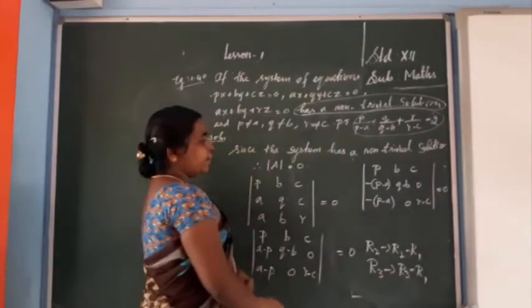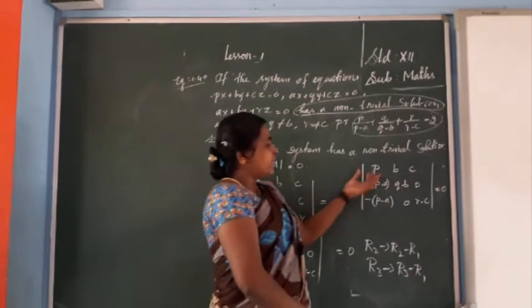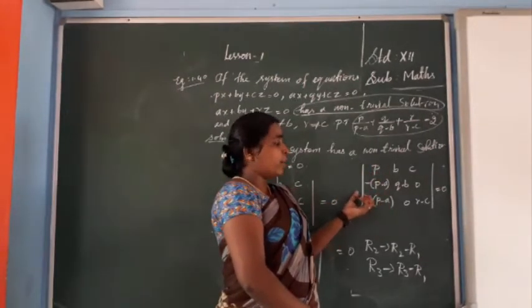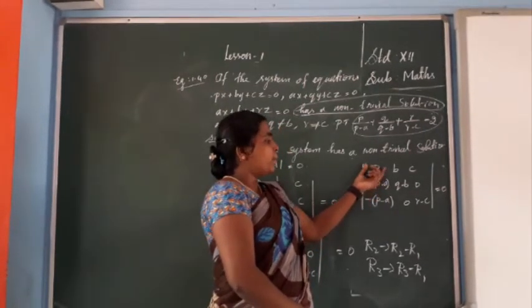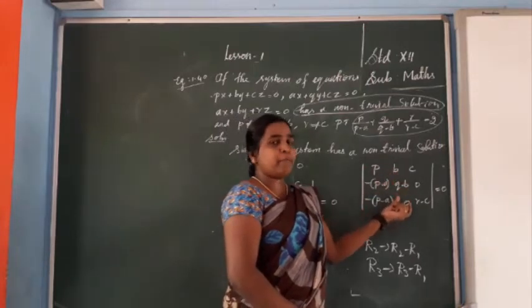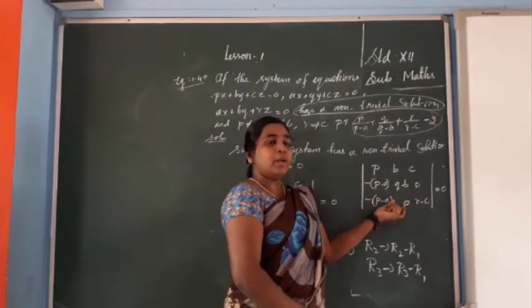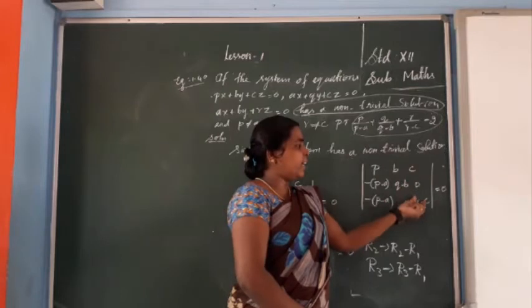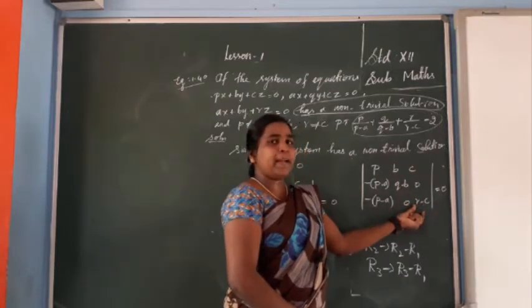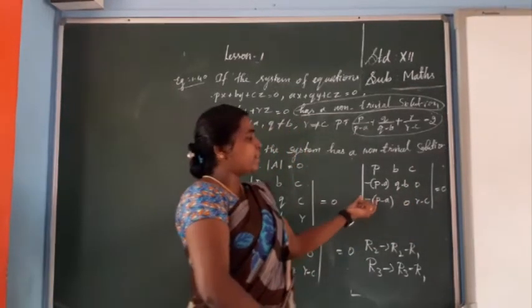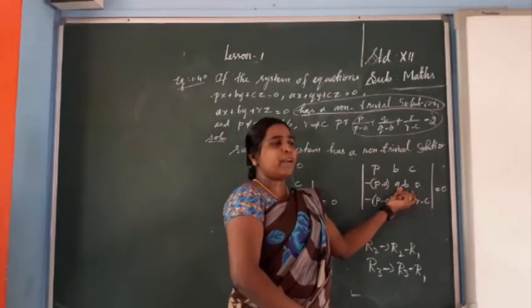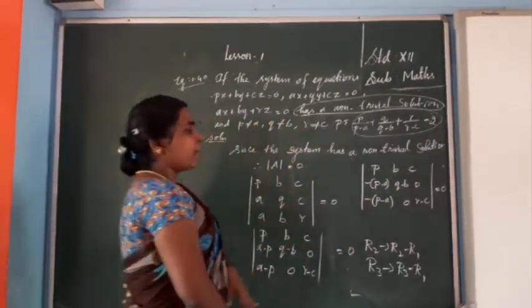Okay, next step, so I am going to multiply c1 by p minus a. Okay, multiply and divide. Okay, so p minus a, c2 I am going to multiply and divide by q minus b, and c3 I am going to multiply and divide by r minus c. Okay, first row b minus a, next column q minus b, third column is r minus c.